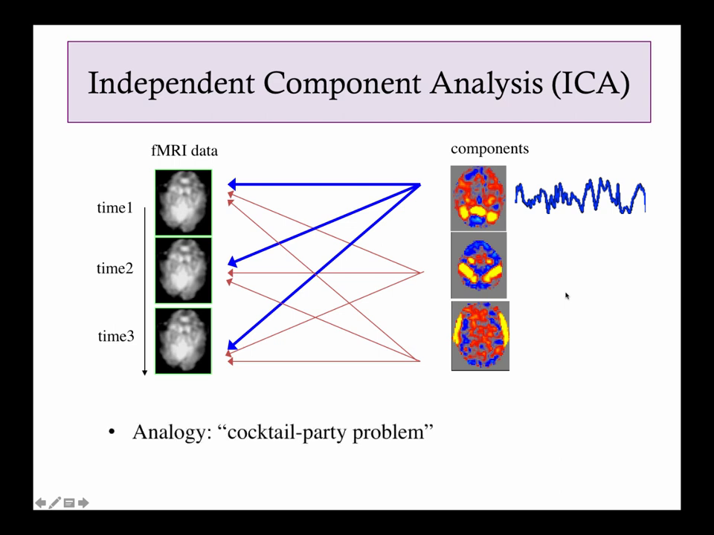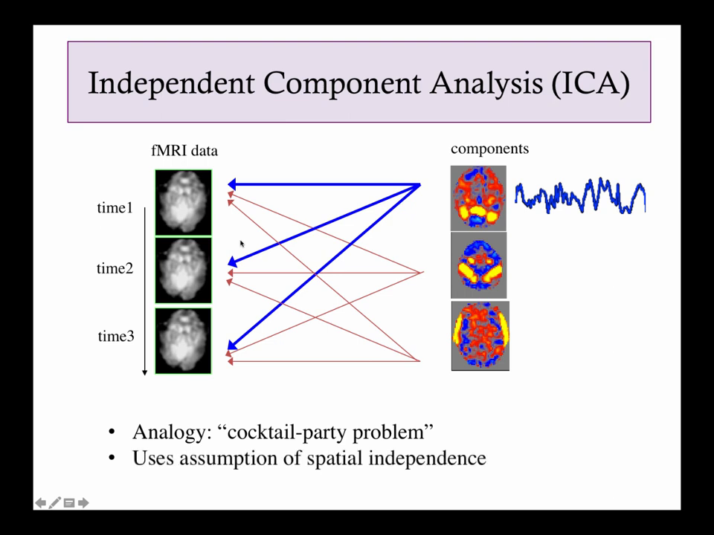And just in case it's helpful, the analogy that's often used with ICA is this cocktail party problem, where you can imagine that you're at a crowded party and a bunch of people are talking at the same time, and what you want to do is separate that mixture of voices into what individual people are saying. So here, our data are like the mixture of components that are talking at the same time.